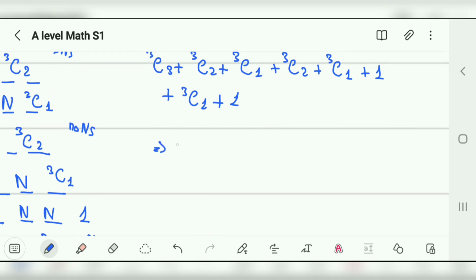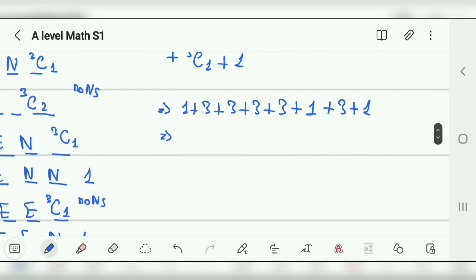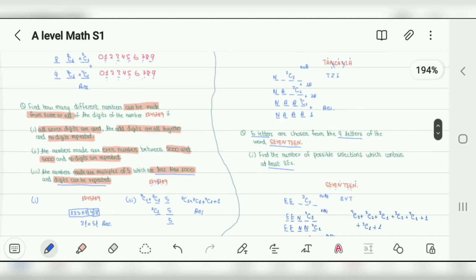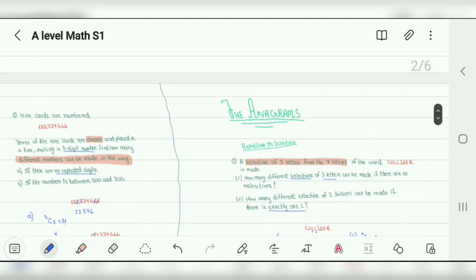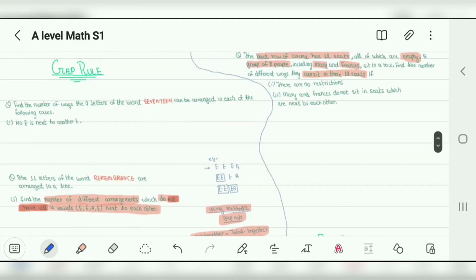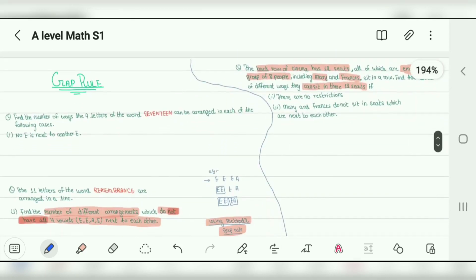Okay, so it's going to be 1 plus 3 plus 3 plus 3 plus 3 plus 1 plus 3 plus 1, and then it's going to be 4, 5, 6, 7, 8, 9, 10, 11, 12, 13, 14, 15, 16, 17, 18. And yes, that's right, this is correct. The answer is correct. Okay, the anagram part is done. Then let's move on to the gap rule. So let's start with the gap rule.